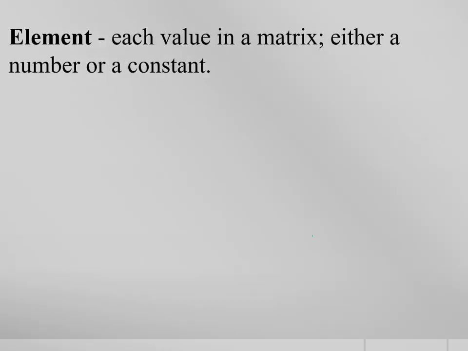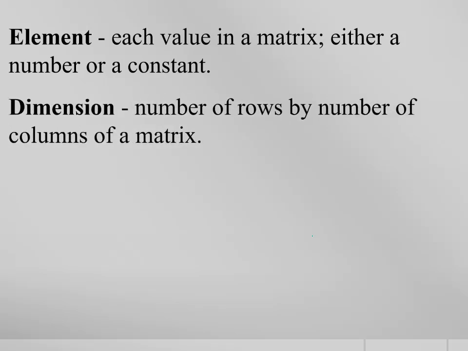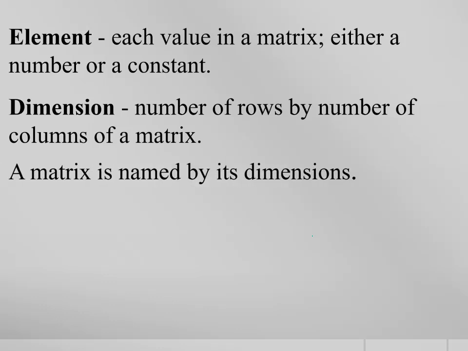So elements: each value in a matrix we call an element. Generally it is a number or a constant. Dimension is the number of rows by the number of columns of the matrix. What we were talking about just now, 3 by 3, 4 by 5 or something, is the dimension. A matrix is named by its dimension.